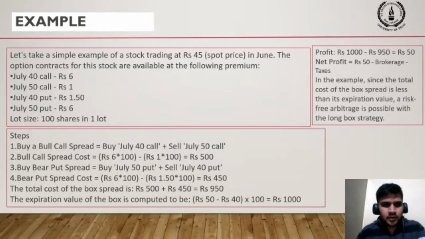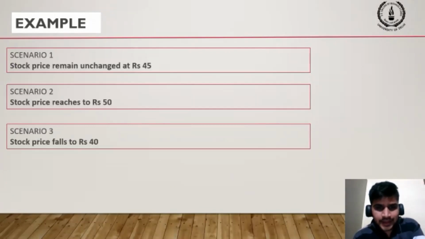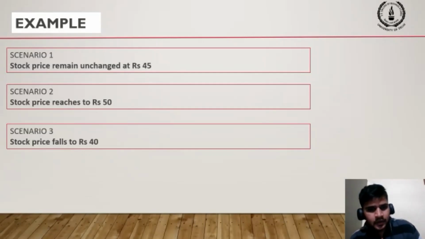So yeah, now moving forward. Taking three scenarios, the first scenario being the stock price remains unchanged at rupees 45. So the July 40 put and the July 50 call expire worthless, while both the July 40 call and the July 50 put expire in the money with rupees 500 intrinsic value each. So the total value of the box at expiration is rupees 500 plus 500, which comes out to be 1000. All right.